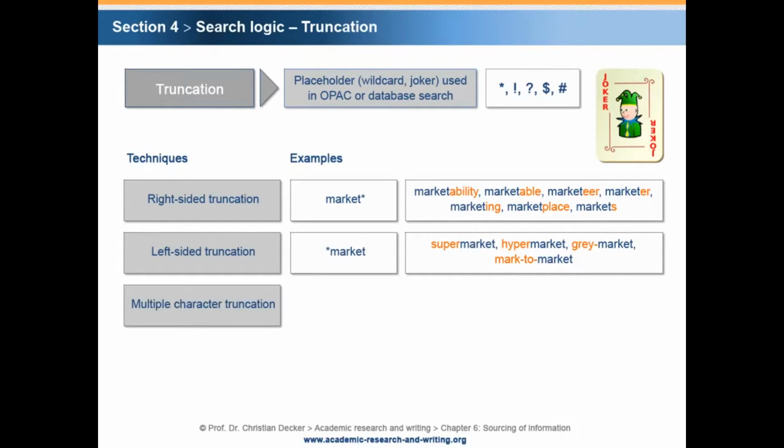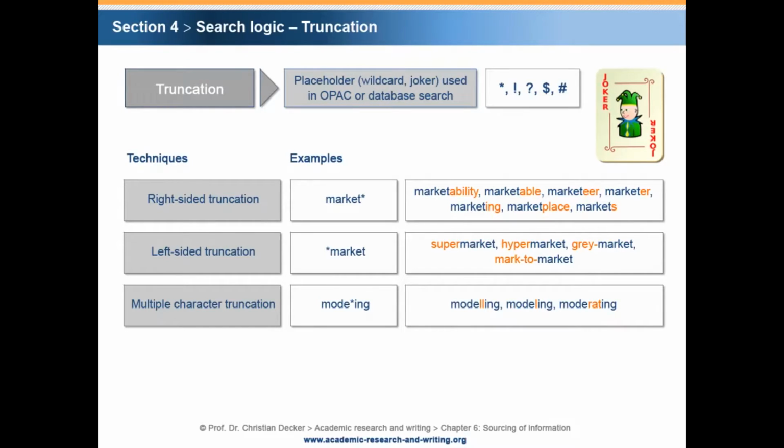Multiple character truncation. The example mode *ing retrieves literature titles that contain words such as modeling with double L, modeling with single L, or moderating. The advantage of multiple character truncation is that it allows to search for different spellings of a word. However, the disadvantage is that meaningless words might be included in the search results. The word moderating, for example, would be out of context while searching for literature about financial modeling.